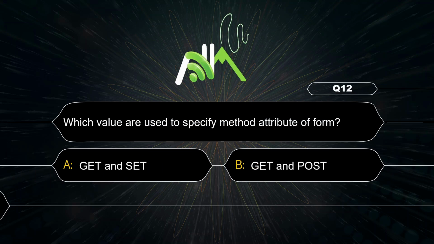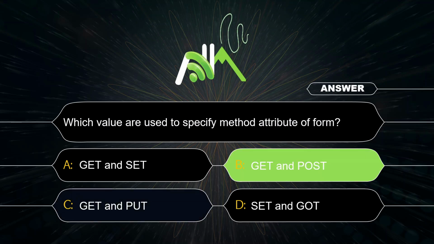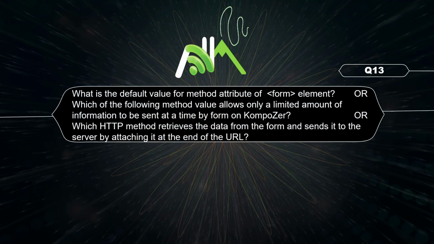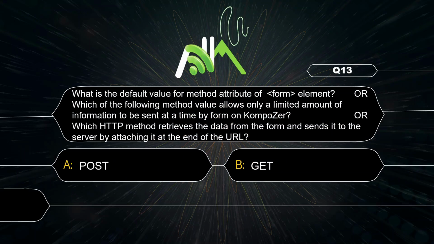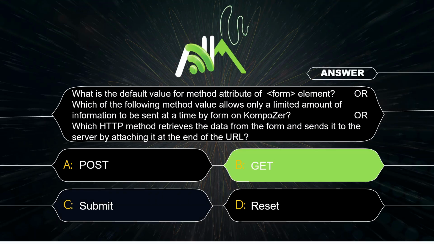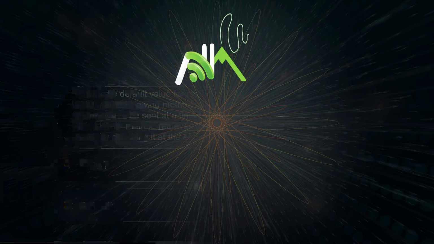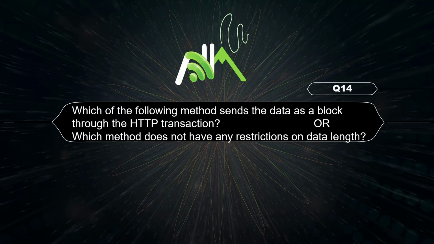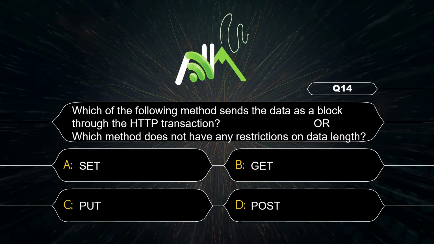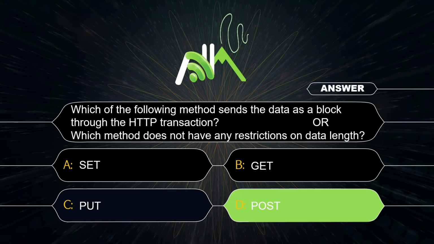Values with method attribute. So I told you get and post. Yes, again an important question. Default value of method attribute, or it allows you limited amount of information, or it will attach the data at the end of the URL. So the question can be any of this, but the correct answer is get. Yes, this is also a very good one. Again, value of the method, but it does not have any restriction, or it will send the data as a block. So the correct answer is post.